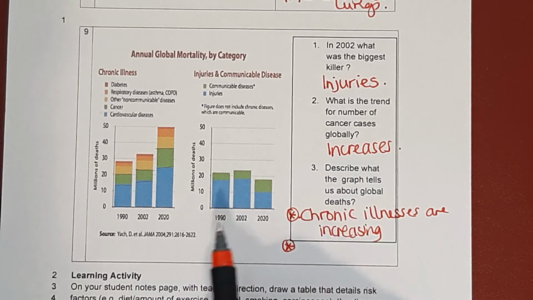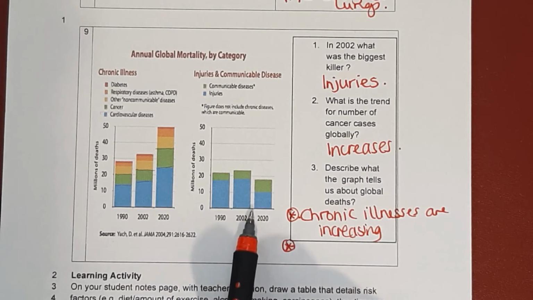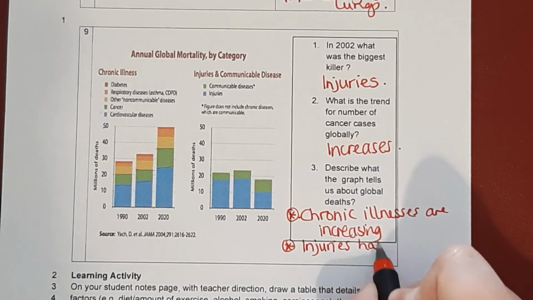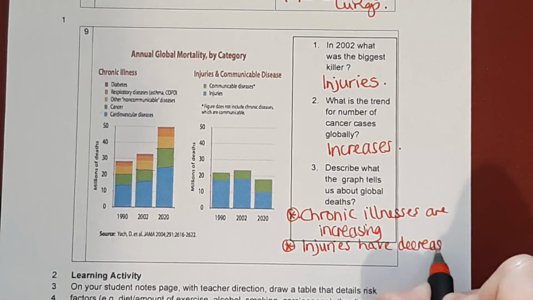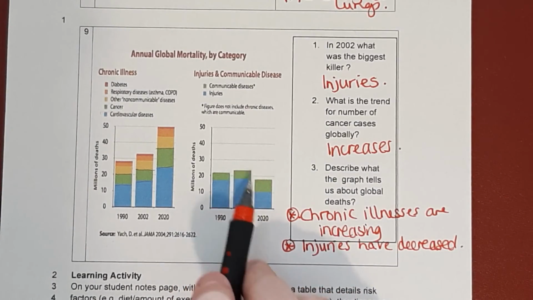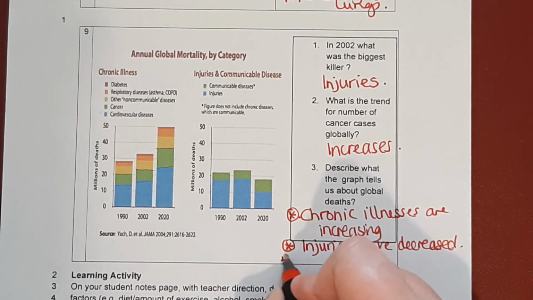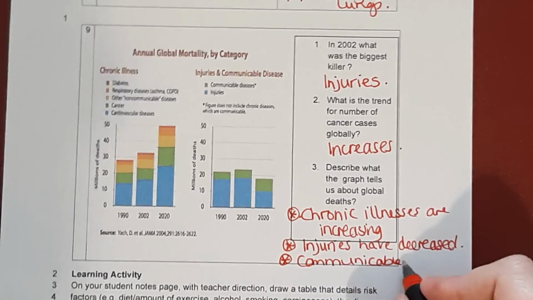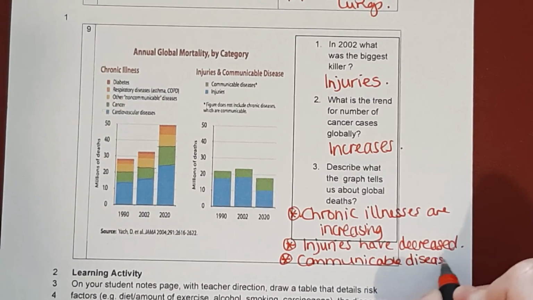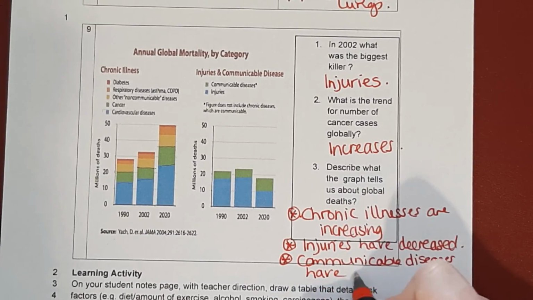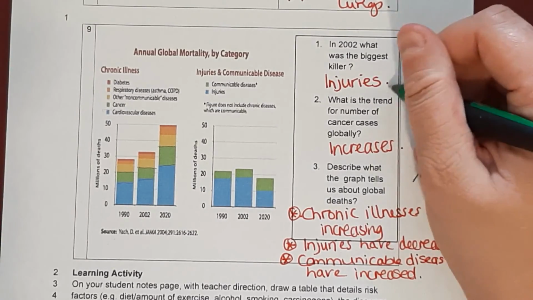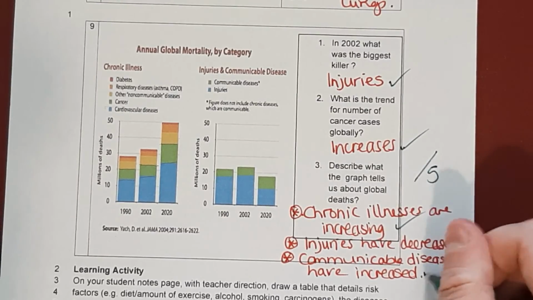Our next point is that injuries have decreased. But we can say then that communicable diseases have increased. Okay, so there's 5 key points there. So give yourself a mark out of 5 for this one. So it's 1, 2, 3, 4, 5.